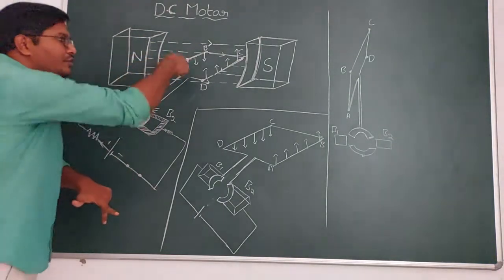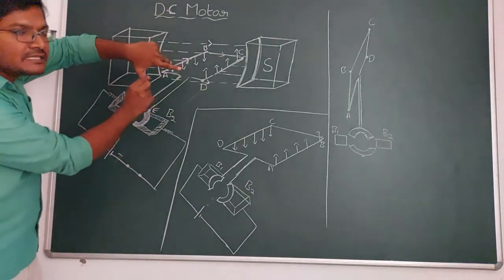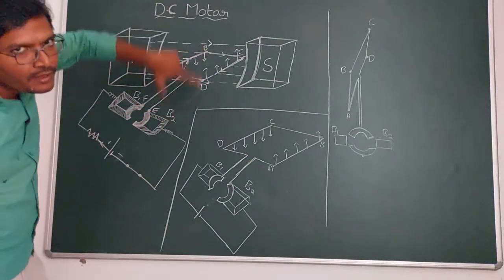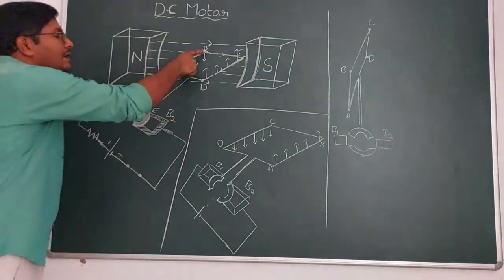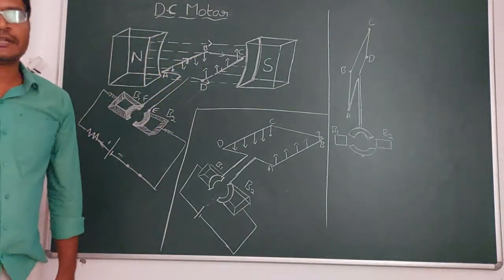Here the current is going into the board. As the current is moving into the board, the direction of the force experienced by this arm is in the downward direction. That means the force is trying to push this arm in the downward direction.